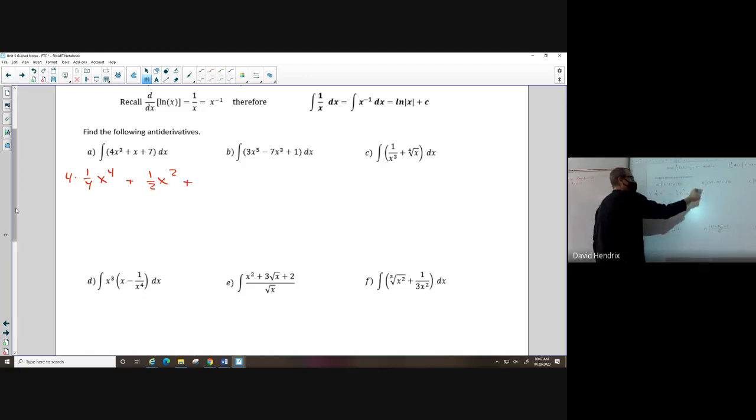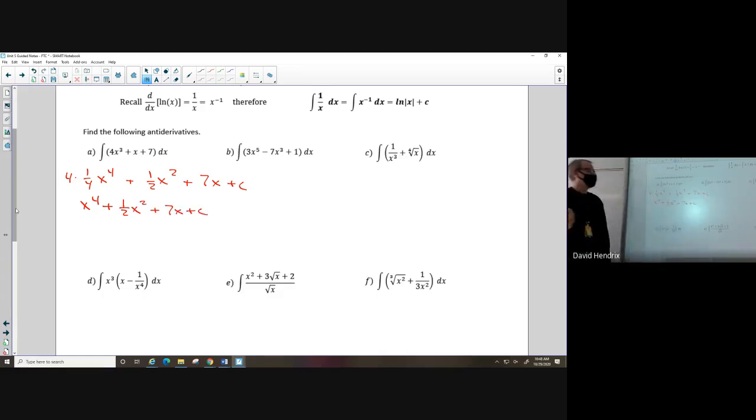And then 7, it's just going to be 7x. So just like the derivative of 7x is 7, it goes like this. This is really x to the 0 power. It's really what's happening. And so it becomes x to the 1st power times 1, and then plus c. And so you can simplify this. It's just going to be x to the 4th plus 1/2 x squared plus 7x plus c. Questions over that?